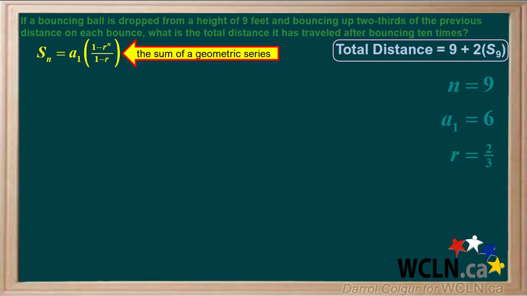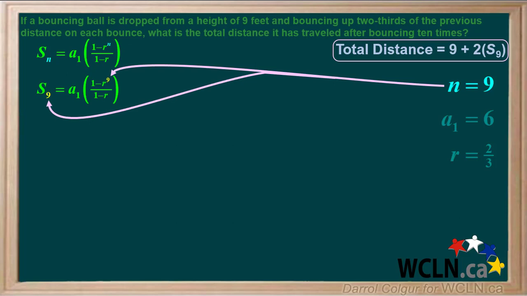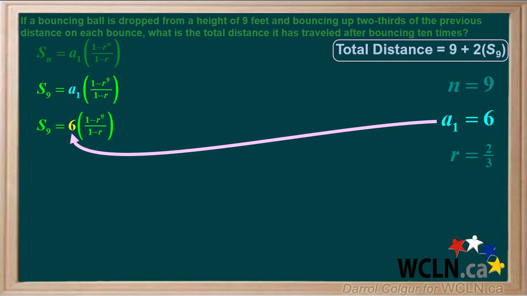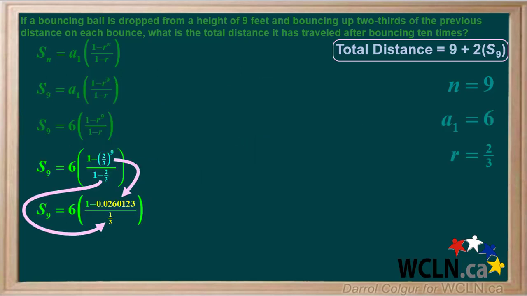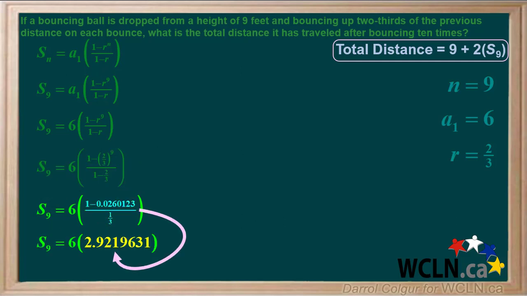We'll start with the formula for the sum of a geometric series. We'll put in 9 for each n in the formula, 6 for A1, and 2/3 for each r in the formula. 2/3 to the power 9 is approximately 0.02600123, and 1 minus 2/3 is equal to 1/3.